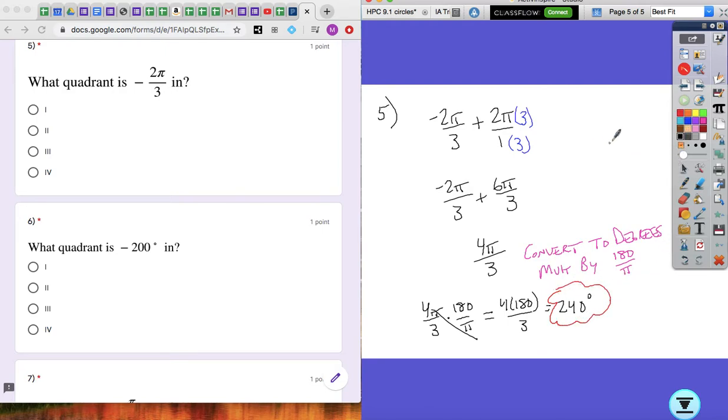So our little picture that we kind of worked on last week was, here's 0 degrees, up here is 90 degrees, over here is 180 degrees, straight down is 270 degrees. So 240 degrees is going to be between 180 and 270. So 240 degrees is maybe going to be about here. So this angle right here is 240 degrees, and it's asking what quadrant that's in. This is quadrant 1, this is quadrant 2, this is quadrant 3, and this is quadrant 4. So our angle is in quadrant 3.